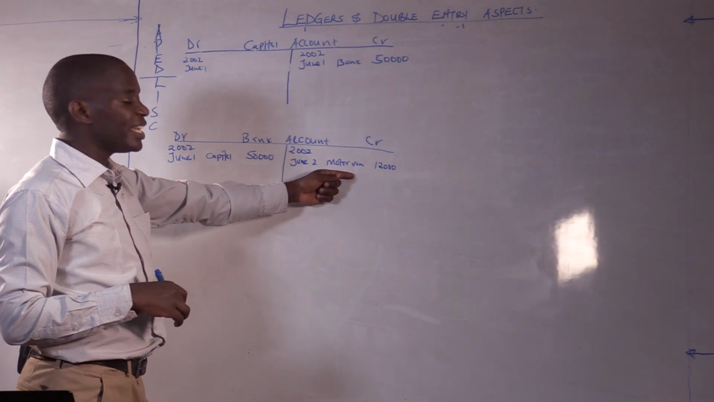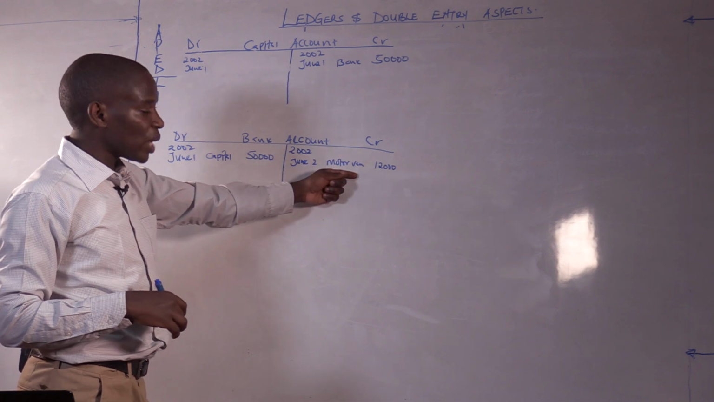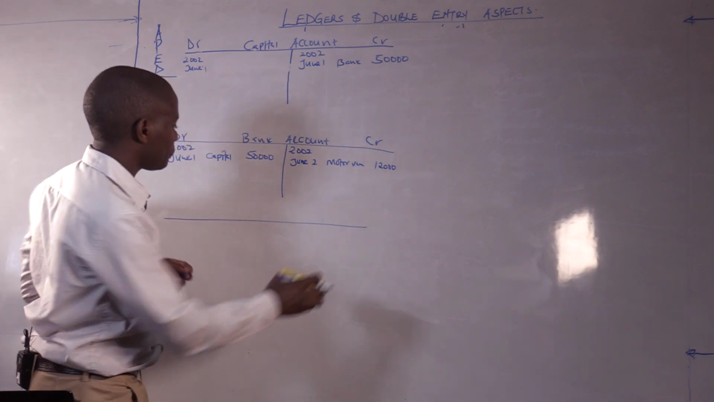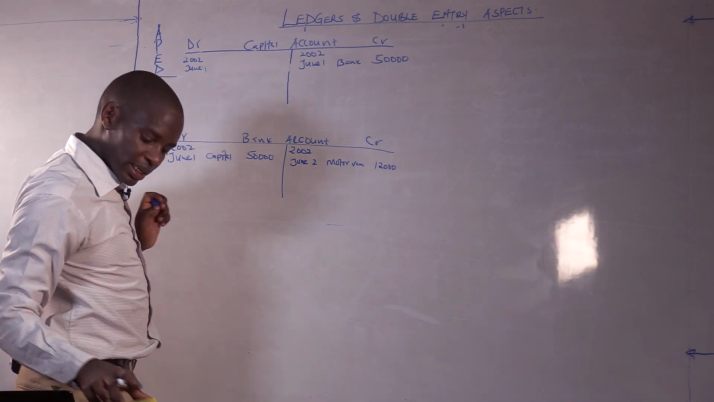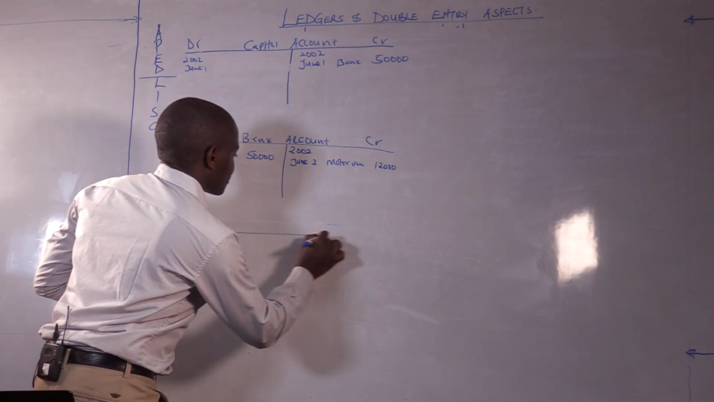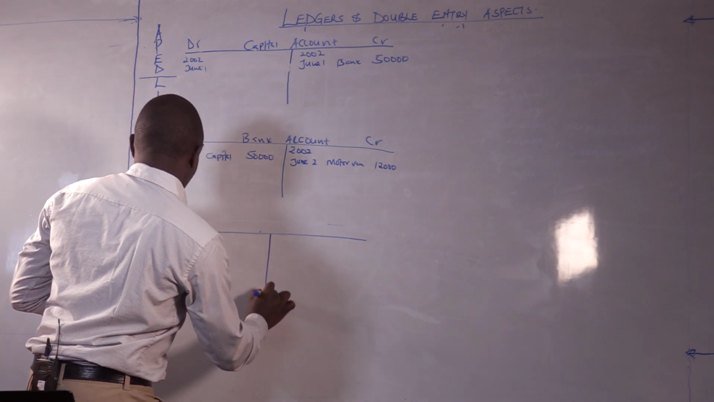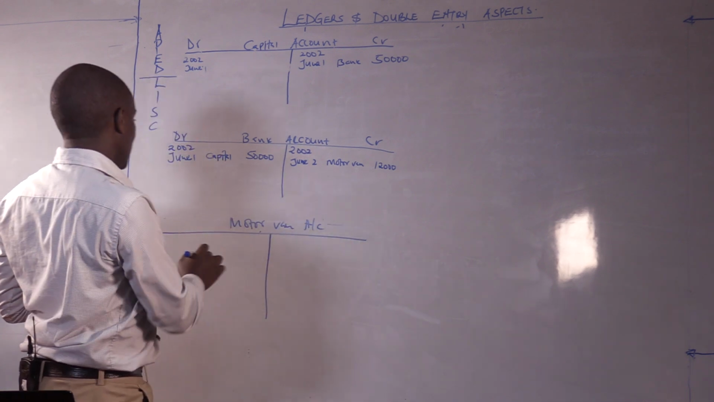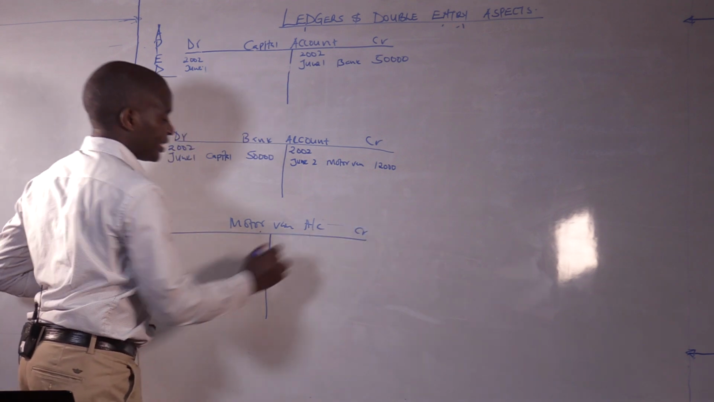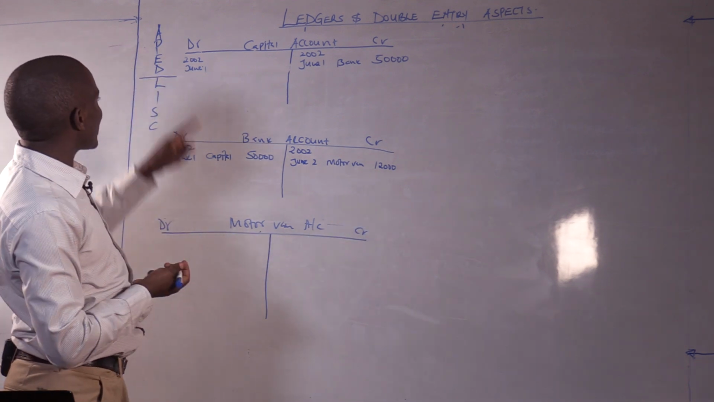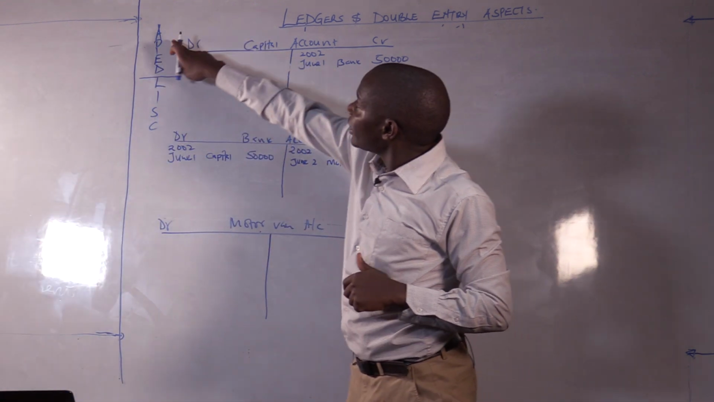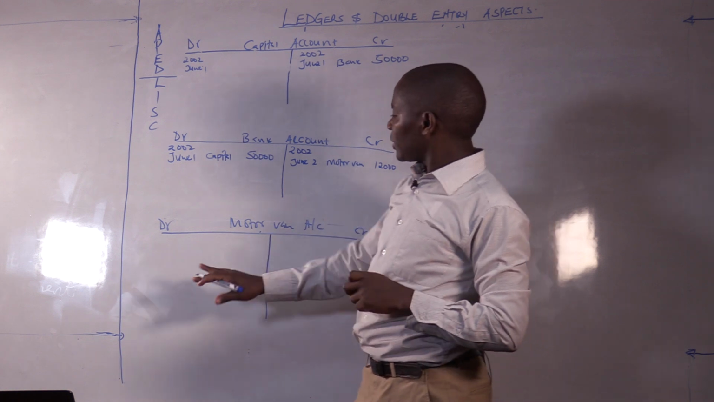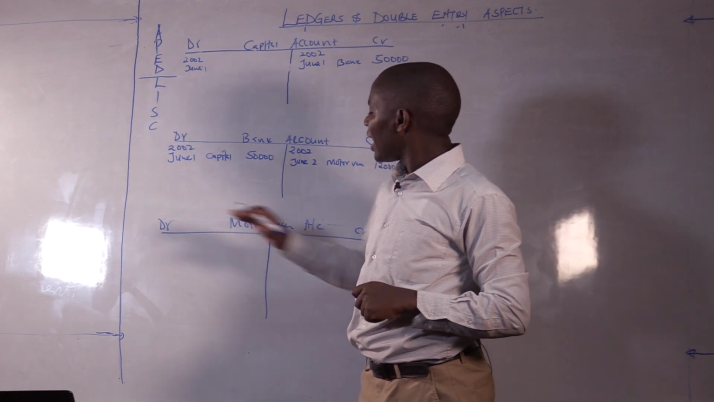On the other side, it's not complete as I have not opened another account, sorry. So we shall have a motor van account. So we shall have it here, motor van account. So this is still debit and this is credit. So motor van is an asset, and when we buy a motor van, it means that our assets are increasing. So what we usually do, we shall be debiting our motor van account.